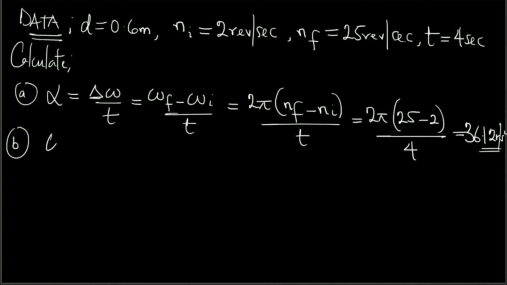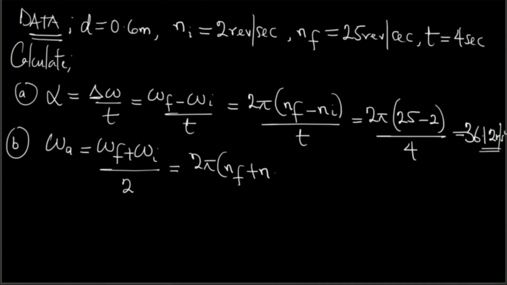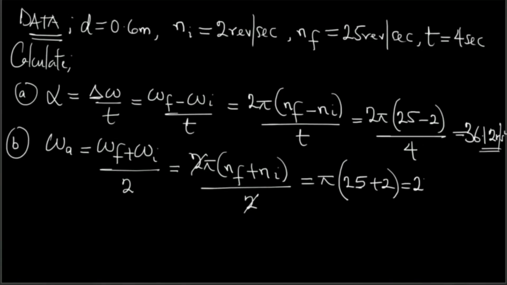Average angular velocity. With the average angular velocity, of course, you want to find an average. You need to add the initial and the final and divide by 2. So you can write this as 2 pi times n final plus n initial divided by 2. These 2 can cancel, so we have pi times 25 plus 2. So this is 27 pi. Linda, give me decimal. 27 pi is 84.82 radians per second.